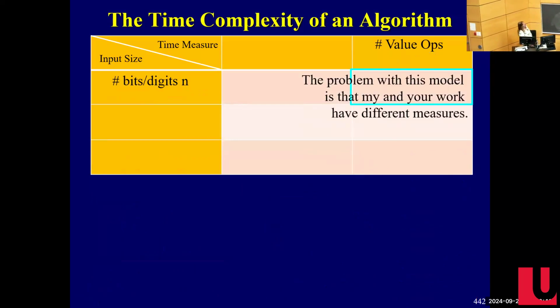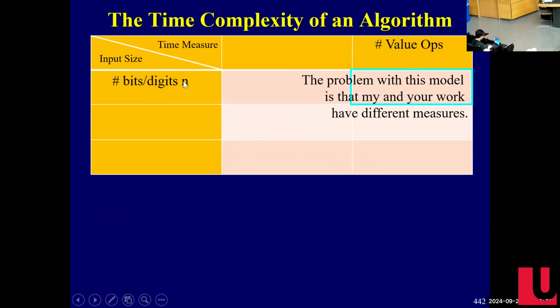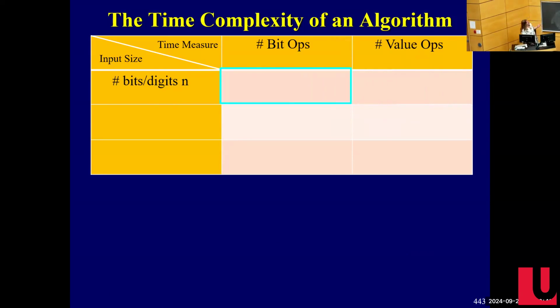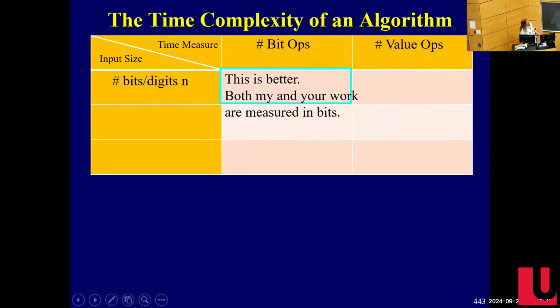All right. So now this model up here, I'm saying isn't really fair because I'm measuring the size of the input in terms of bits or digits, and I'm measuring time in terms of value operations, right? So instead, we're going to come over to this one where we're comparing how many bits I give you, time, input sizes, how many bits I send you.